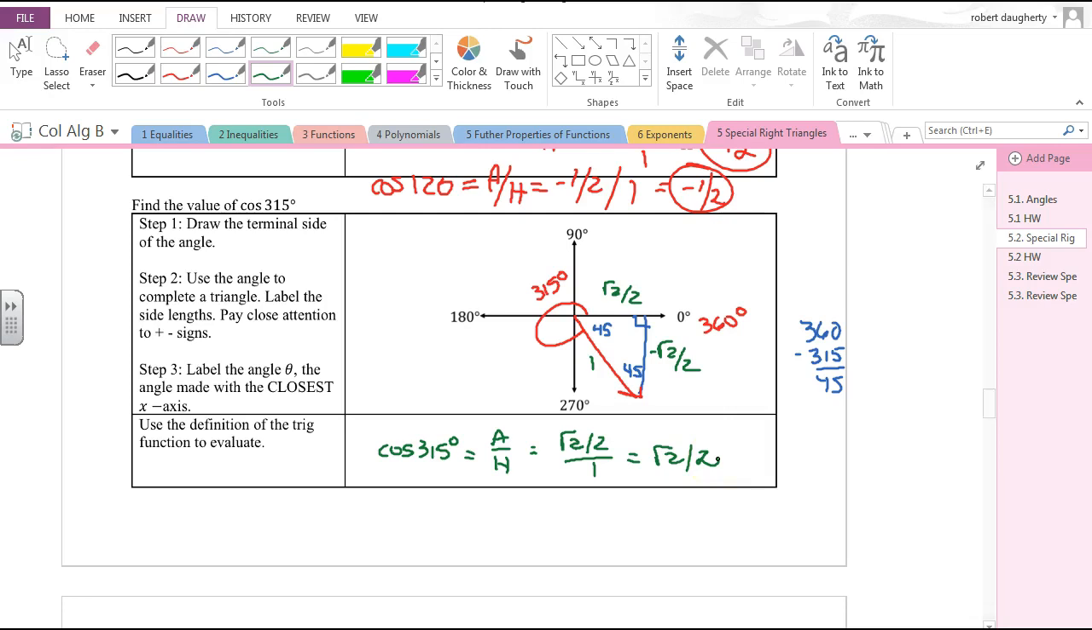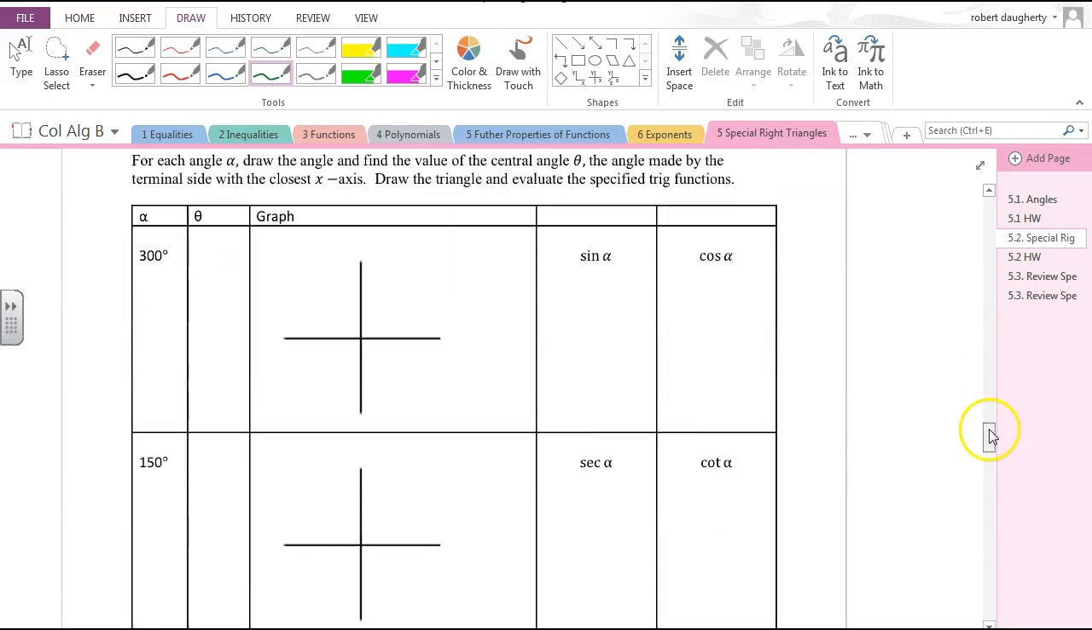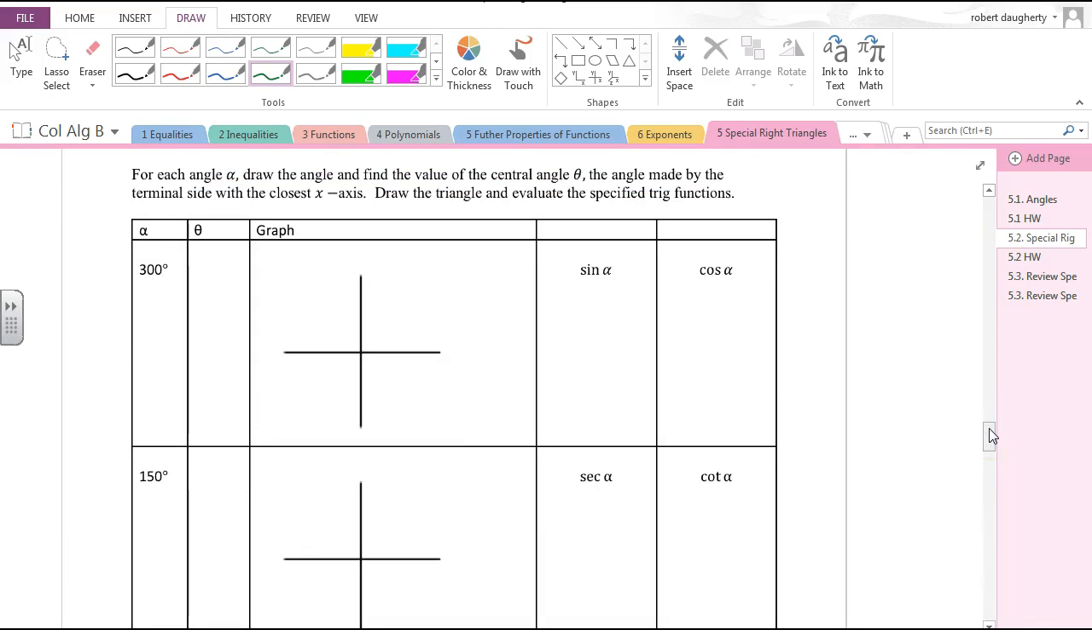Now I did not ask it, but what would be the sine of 315? What's the definition of sine? Opposite over hypotenuse. So if I look at this angle, what's the opposite? Negative square root of 2 over 2 divided by 1. So negative square root of 2 over 2 is the sine of 315. So all of these, you're drawing the angle, and then you use that angle to construct a right triangle, and you read the trig function from there. And all of these triangles are going to either be 30, 60, or 45s.